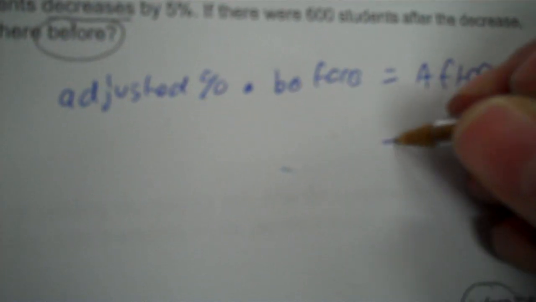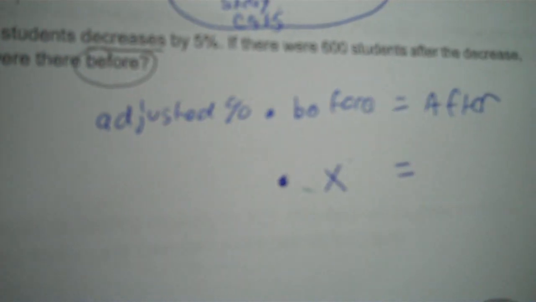You need to use this little equation: adjusted percent times before equals after. So what am I being asked to find? I'm being asked to find how many there were before. So the x is my before. So x now goes here. Now the adjusted percent, we take 100%, but we're not going to add the 5%, because it says decreases by 5%. So instead of adding 5, we subtract 5, so it's 95%.